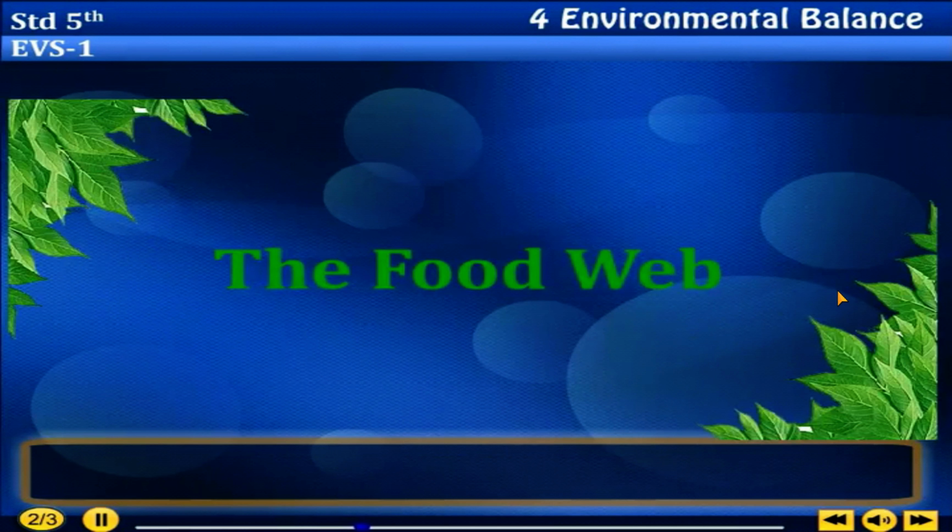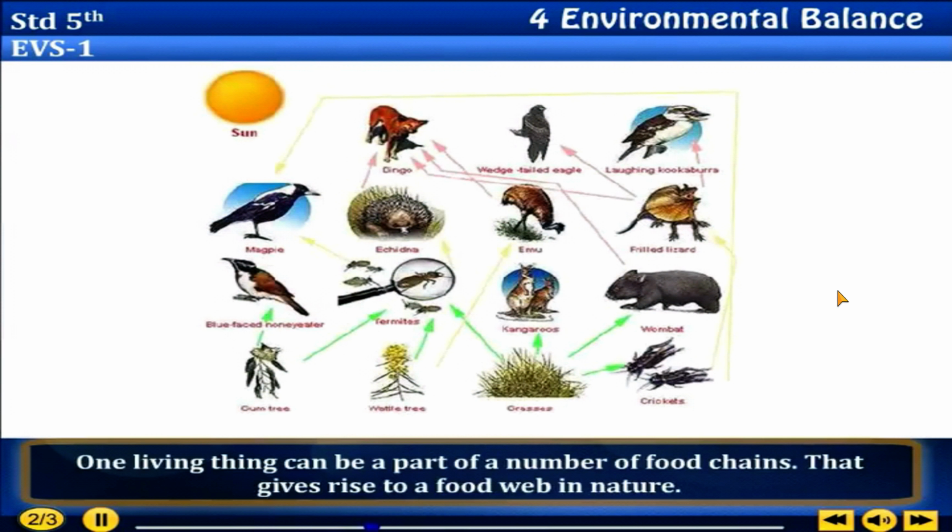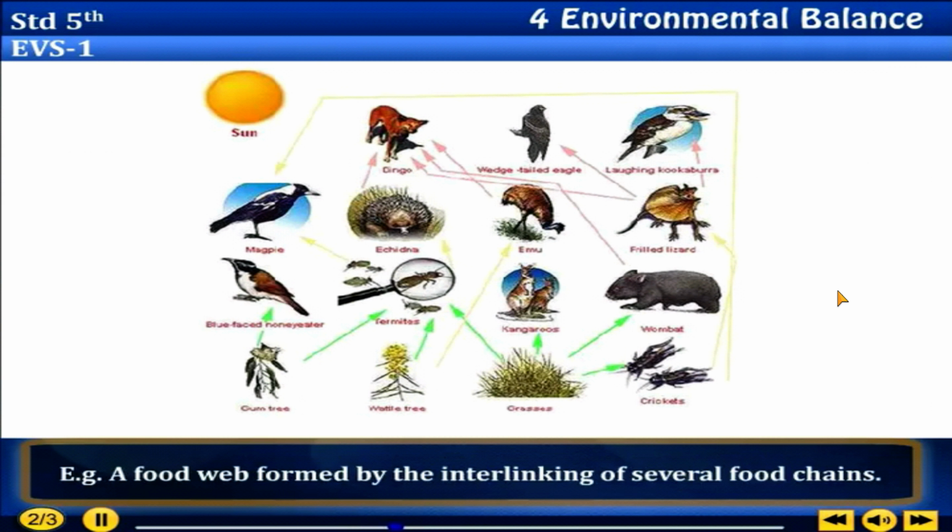The food web. One living thing can be a part of a number of food chains, which gives rise to a food web in nature. Example, a food web formed by the interlinking of several food chains.